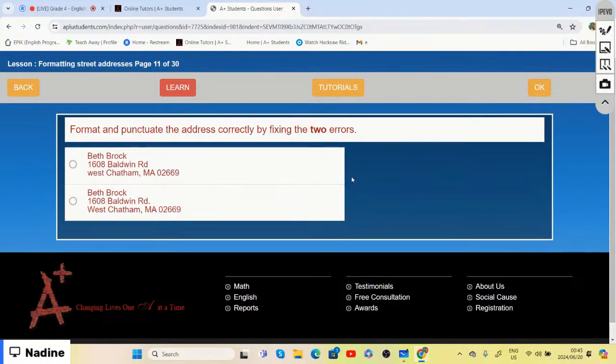All right, let's do the last one and then we are done for the day. We need to select the correct one. Option two is correct or option one is correct. Which one is correct with no errors?